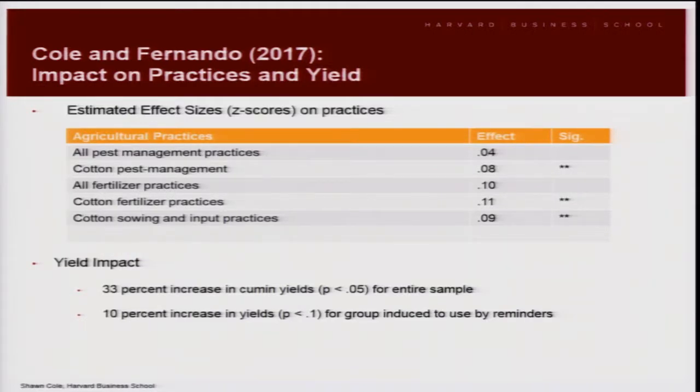And we had substantial and statistically significant effects on agricultural practices. So people seemed to take our advice when they were making pest treatment decisions, fertilizer practice decisions, and sowing and input practice decisions. And we had some, I would say, good but not slam dunk evidence of increase in yields. The point estimate on cumin yields was a 33% increase off a relatively low base, and a 10% increase in cotton yields, statistically significant at the 10% level. But if you take that point estimate at face value, you're generating $10 in extra income for every $1 you invest in the service, because it's so cheap to deliver this type of information. And that's at this tiny, tiny scale.